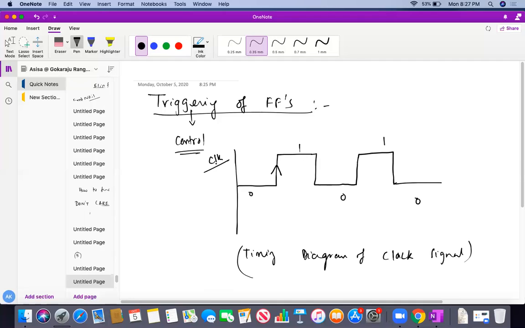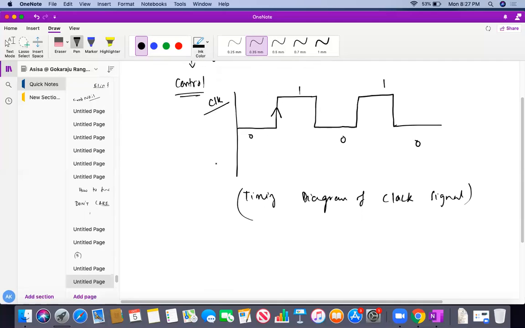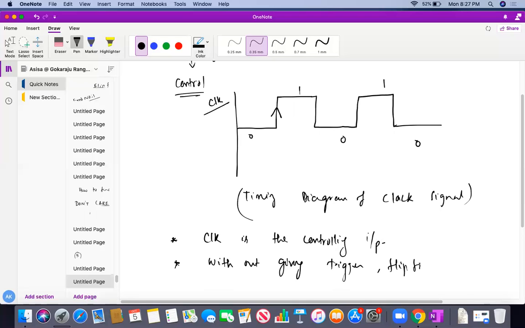Please try to understand. So what is the clock mainly? The clock is the controlling input. It actually controls my outputs. Without giving a trigger, the flip-flop cannot change state. So first of all, what is triggering? Trigger means clock.